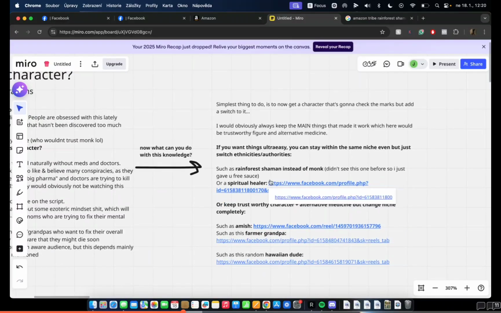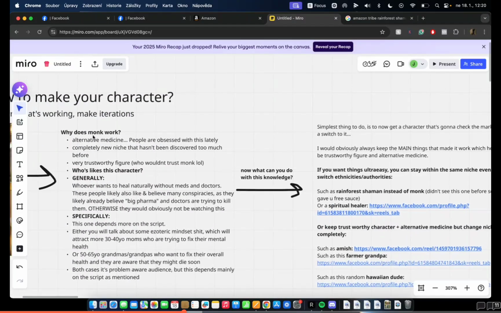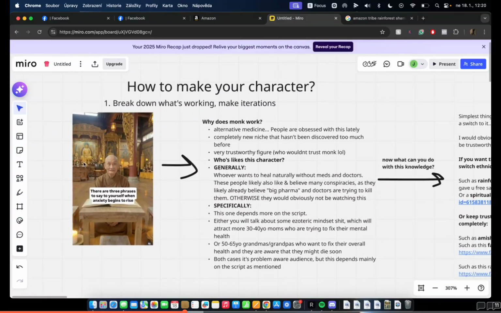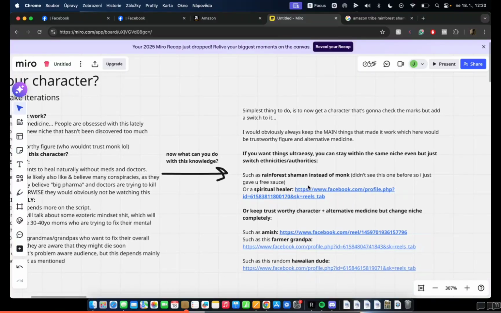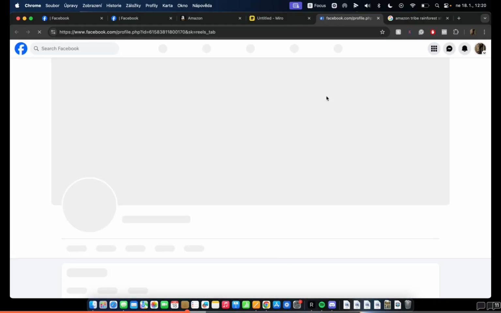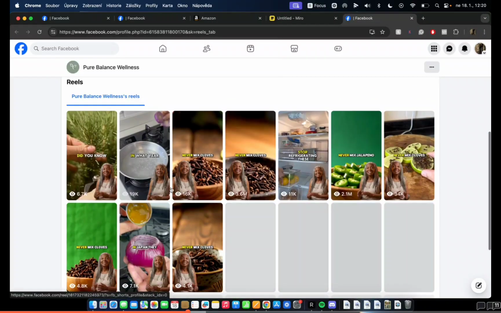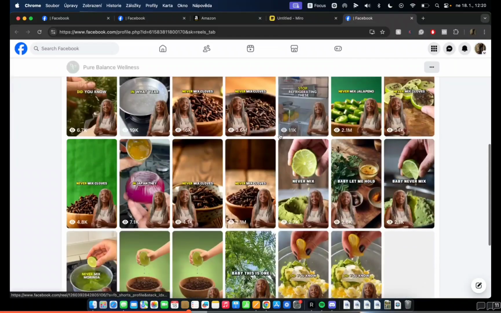Then also, for example, a spiritual healer. It's still the same thing, basically the same niche as the monk. So it's still the esoteric stuff, still alternative medicine, still a very trustworthy figure. Spiritual healer we have here. So yeah, you can see this page went pretty viral.